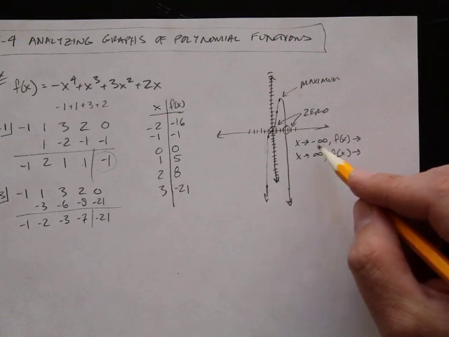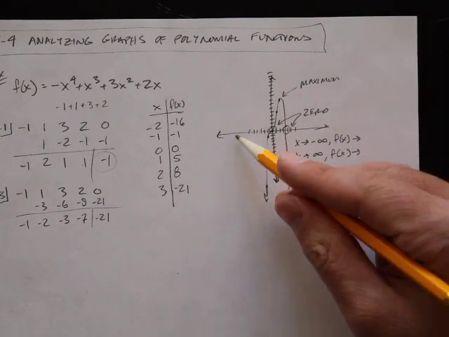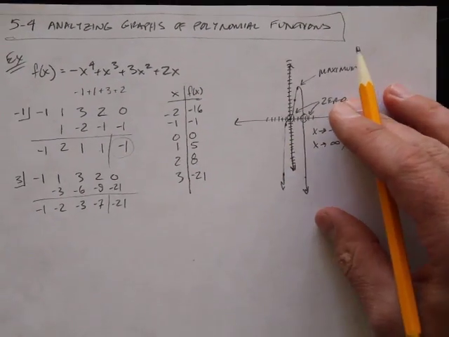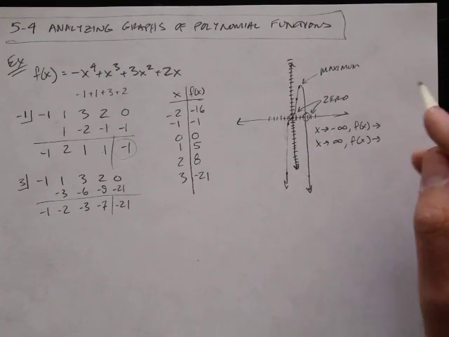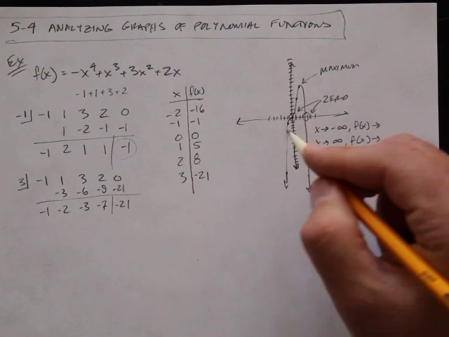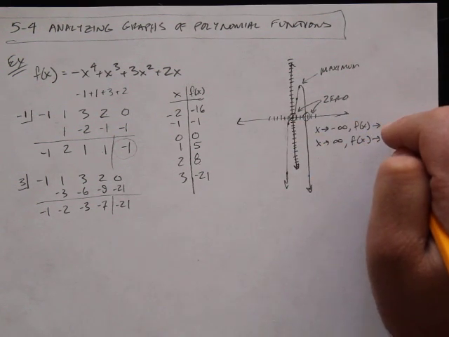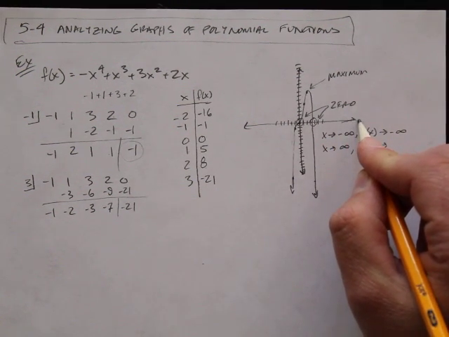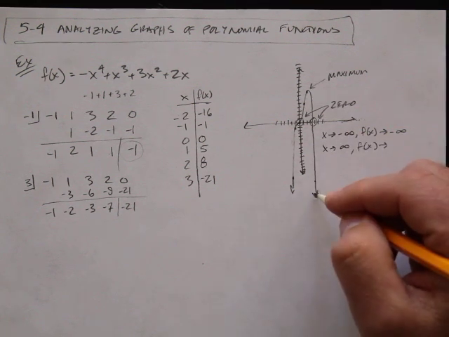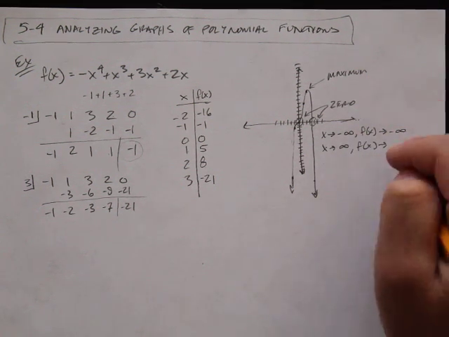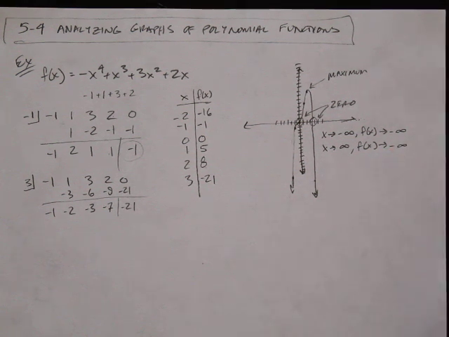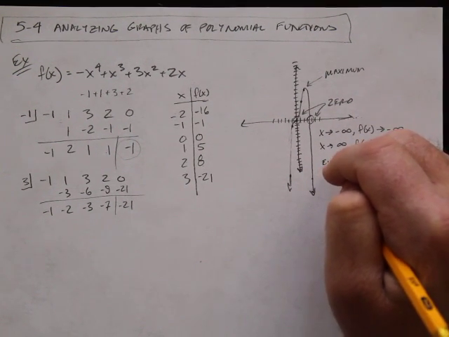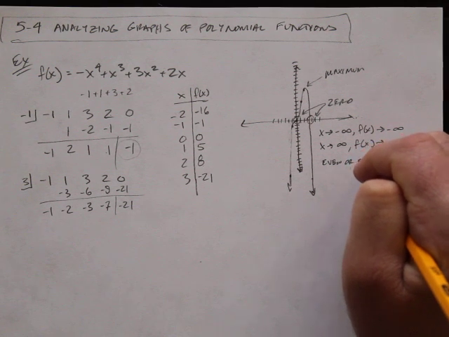Okay, so let's talk about when x goes to negative infinity. The more negative numbers we plug in, the farther down this graph is going to go. So as x goes to negative infinity, so does f of x. F of x also goes to negative infinity. When x goes to positive infinity, if we plug in more points along this x-axis, we're going to get farther and farther negative with f of x. So they both go to negative infinity. Now, is this an even or odd degree?